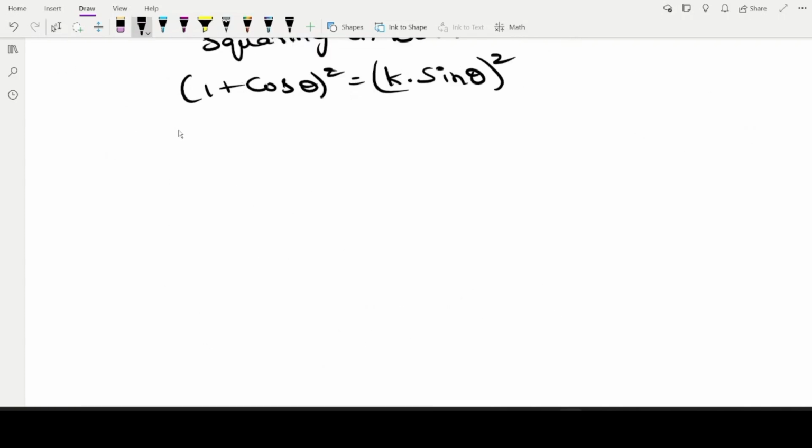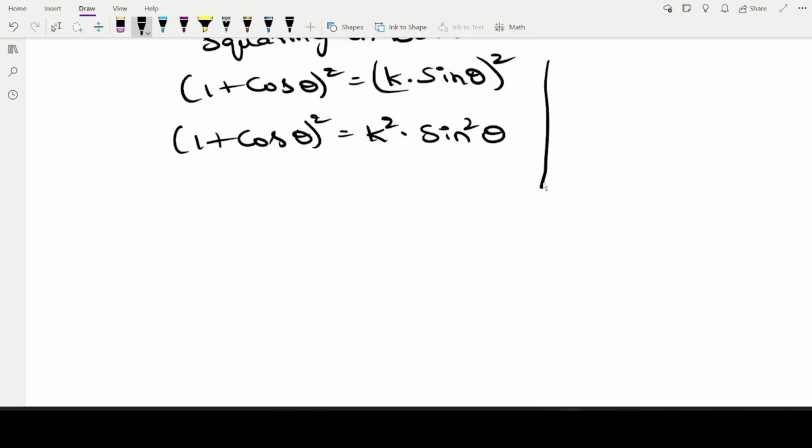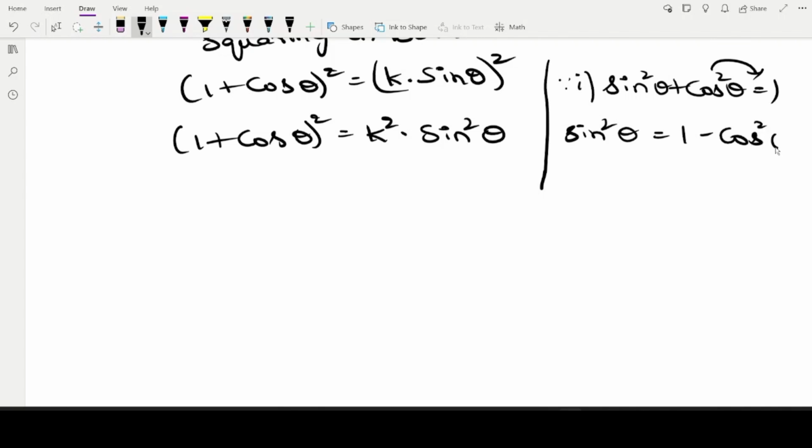1 plus cos theta whole square equals, when you split them, k square into sin square theta. So k into sin theta whole square is k square sin square theta. And we know from identity 1, sin square theta plus cos square theta equals 1. So from here, what is sin square theta? We shift the cos square to the other side. So that becomes 1 minus cos square theta.